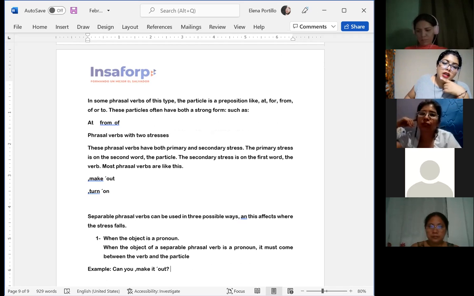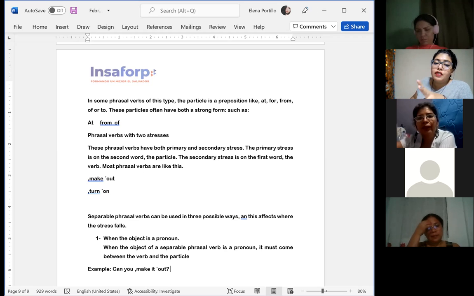Okay, number one. When the object is a pronoun, when the object of a separable phrasal verb is a pronoun, it must come between the verb and the particle.